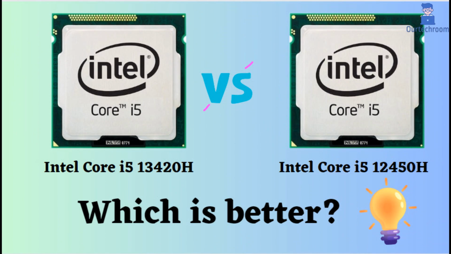In this video, I will compare the Intel Core i5-13420H and Intel Core i5-12450H, highlighting their differences, and then provide a conclusion to help you determine which one is the better choice. Both of these processors are from Intel, but they come from different generations and have different architectures. So let's examine their variances.